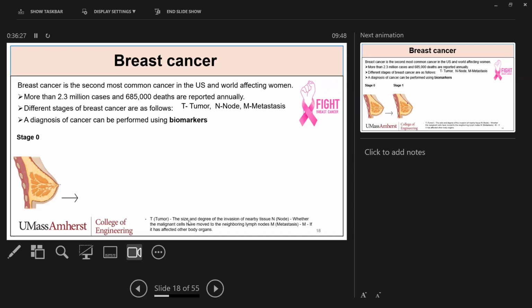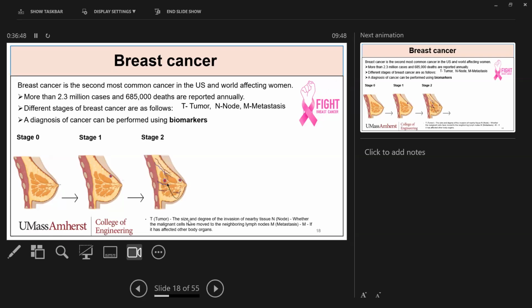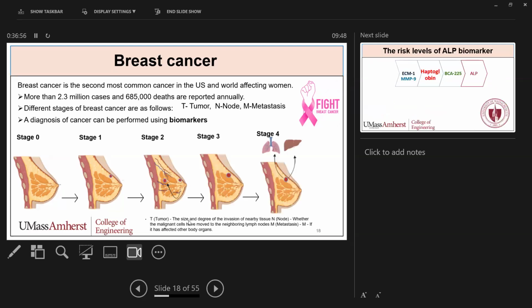Stage 0, where aberrant cells are present, but they are not ready to spread. Stage 1, there is no formation of tumor. Tumor, as I said, is the massive formation of abnormal cells, and then slowly it affects the surrounding tissues. Stage 2 and 3, it starts to migrate, metastasize. And stage 4 is where it completely travels to the other organs of the body. So these are the different stages of a cancer.